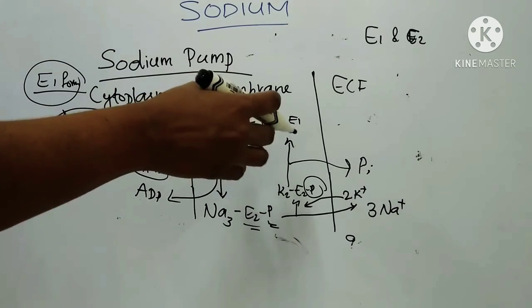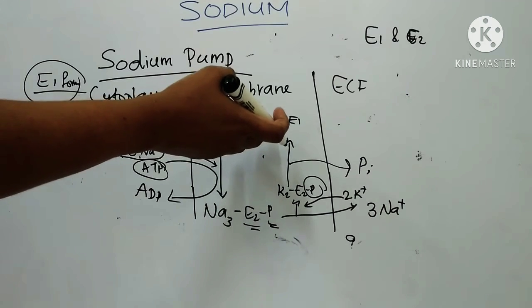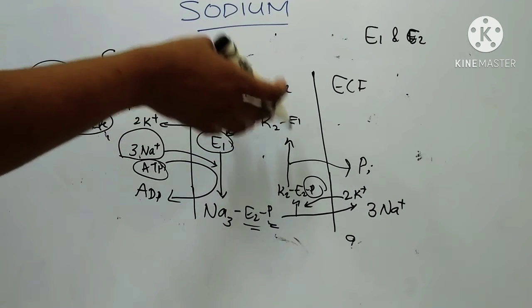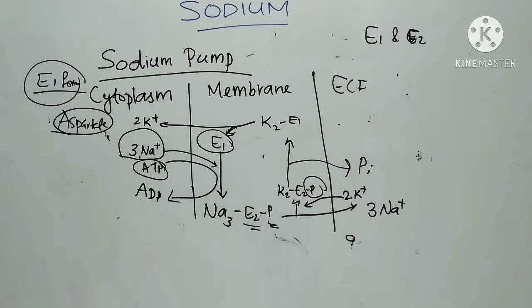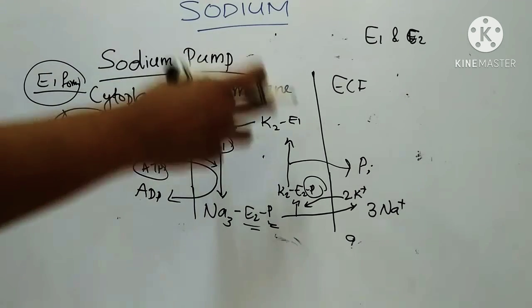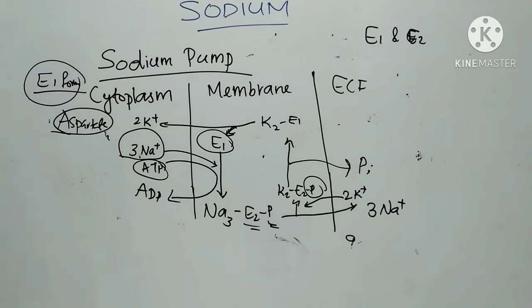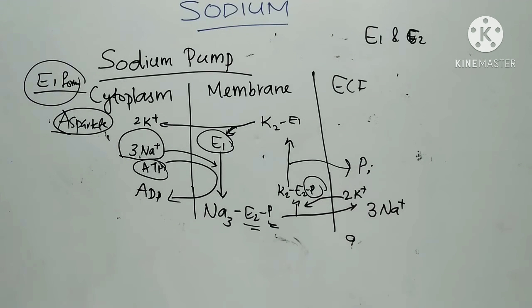and this lowers the affinity for K plus ions. So K plus ions are released into the cell, into the cytoplasm. This leads to release of the K plus ions from ATPase into the cell. That is the mechanism of action of this sodium pump.